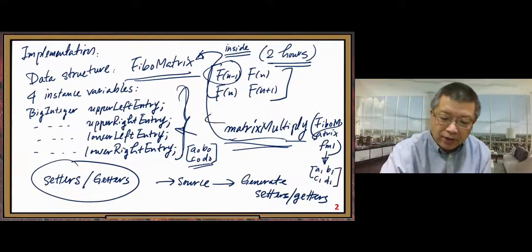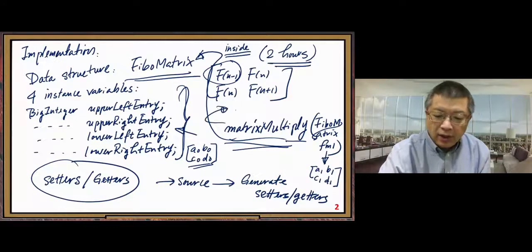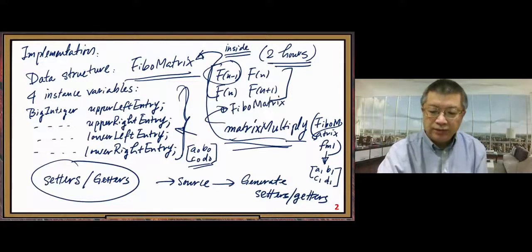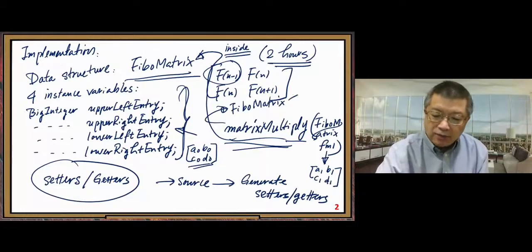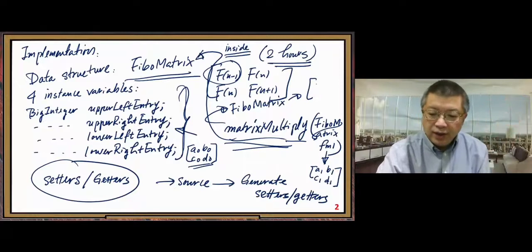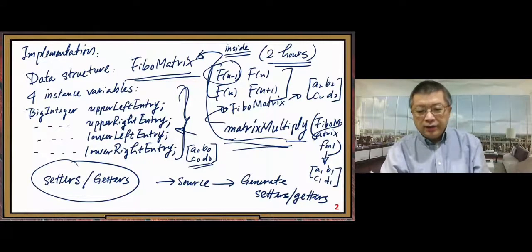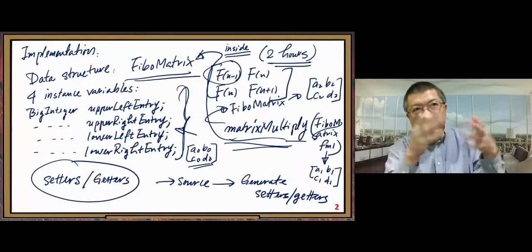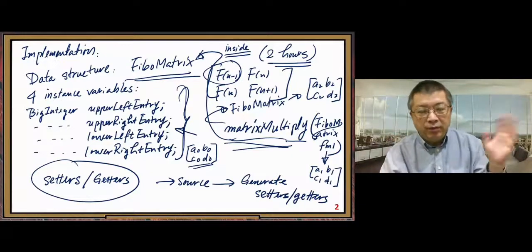And this method returns a FIBO matrix object. And this object corresponds to the product, A2, B2, C2, D2. Their relationships are given in the previous slide.